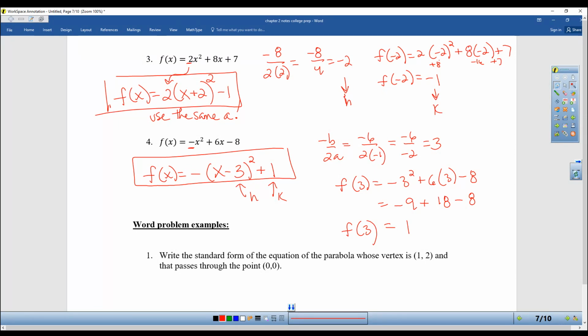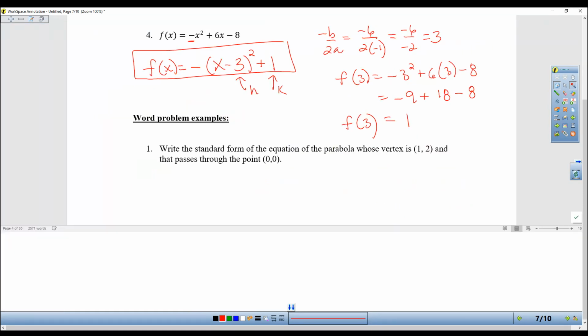Okay, we have a few word problems left to do. So this is for your book. They mean vertex form.